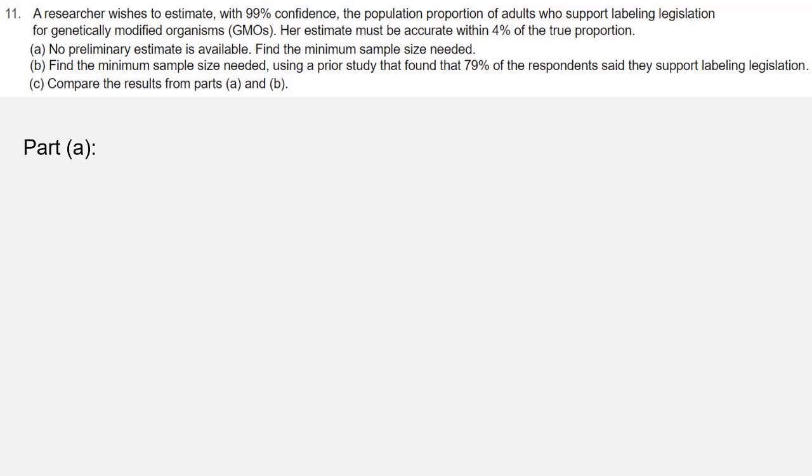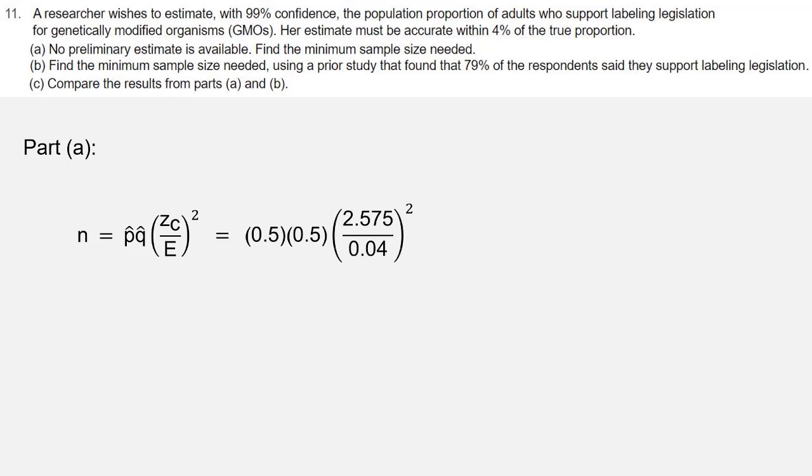In part A, we have no preliminary estimate available. That means we're going to use P hat equals Q hat equals 0.5. The minimum sample size formula is N equals P hat Q hat times ZC over E squared. With a 99% level of confidence, the ZC value is 2.575. With a 4% error, we convert that to a decimal. That's 0.04 for E. And then the P hat and Q hat are 0.5.